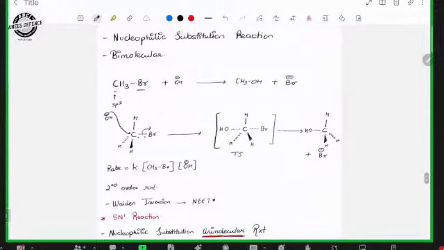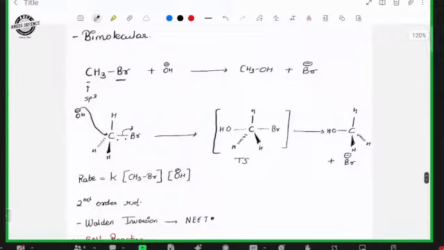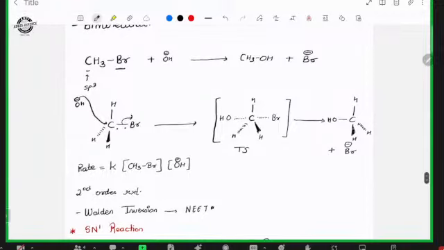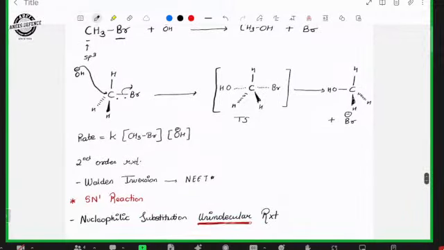Because in SN2 it is known as bimolecular because the rate depends upon the molar concentration of two reactants, that is CH3Br and OH minus. And the conformation change is just taking place. It is a Walden inversion. It's very important. These questions they ask in the NEET exam.